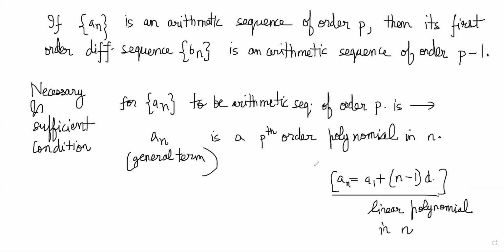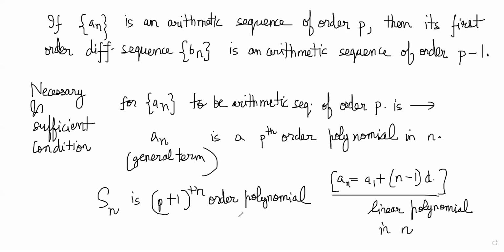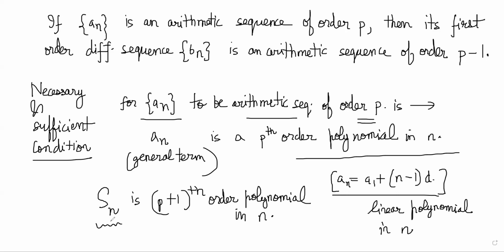Now, if An is a pth order polynomial in n, you will also be able to show that the sum of the first n terms is a p plus 1th order polynomial in n. So the necessary and sufficient condition for An to be an arithmetic sequence of order p is that the general term is a pth order polynomial in n, and the sum to n terms is a p plus 1th order polynomial in n, right? So this is about your arithmetic sequences of higher order.